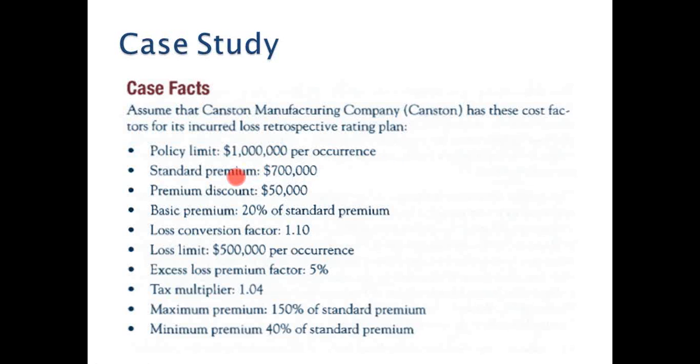The standard premium is $700,000. The premium discount for this one is $50,000, and they didn't really say on the premium discount on there. Just double checking here that they're going to give a premium discount for doing this policy of $50,000. The basic premium is 20% of the standard premium.